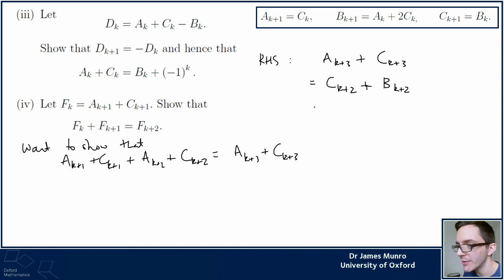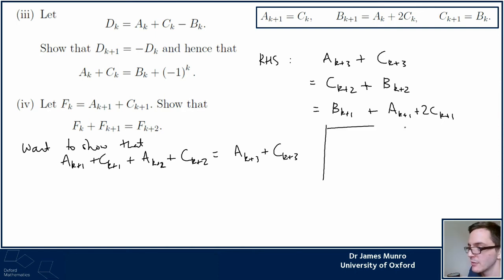Okay, I'm going to keep working with this. This c_{k+2} is going to be b_{k+1}, and this b_{k+2} is going to be a_{k+1} plus 2c_{k+1} using this middle fact. Okay, it's looking pretty good.